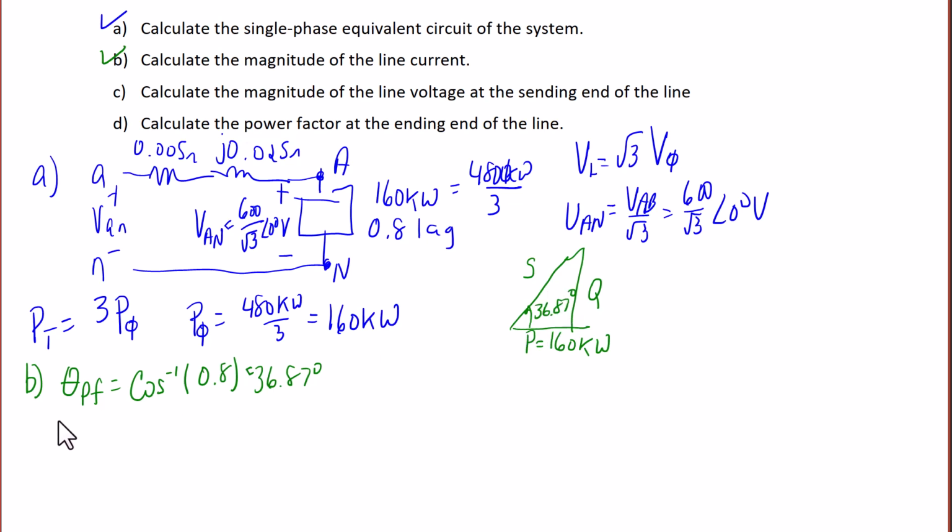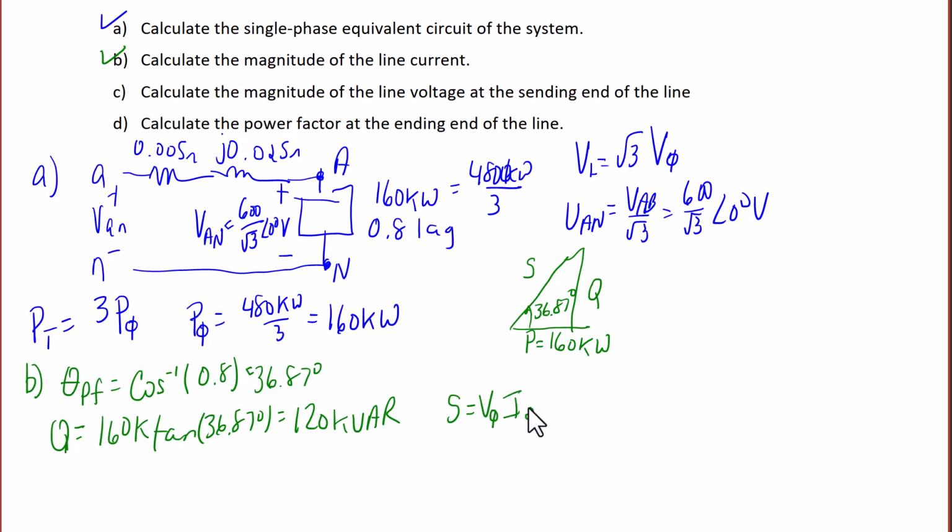So if I want to find Q, Q is equal to 160k times the tangent of 36.87 degrees, which equals 120 kVAR. So that means that our complex power would be S equals V phase I phase conjugate. And that would also be equal to, in rectangular form, 160 plus j120 kVA. So that's for one phase.